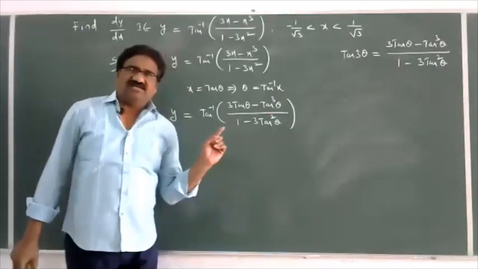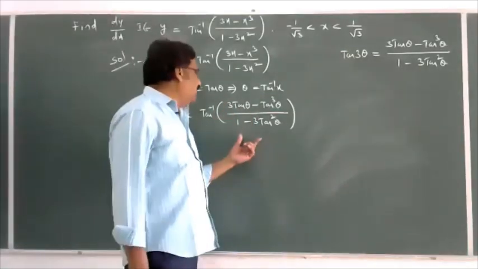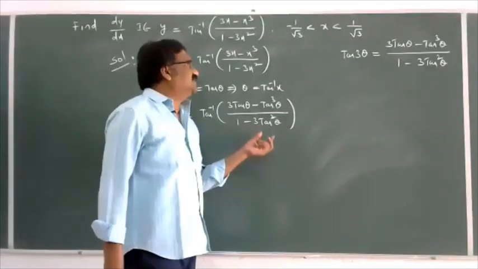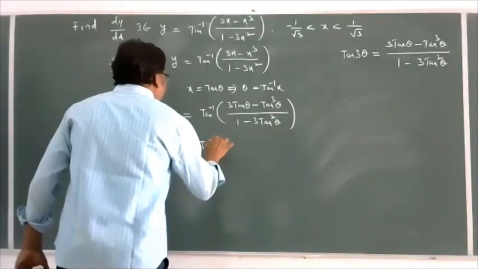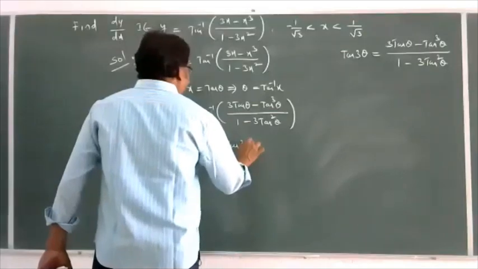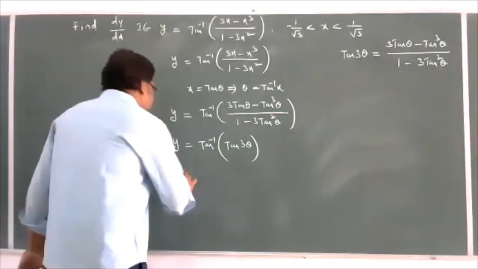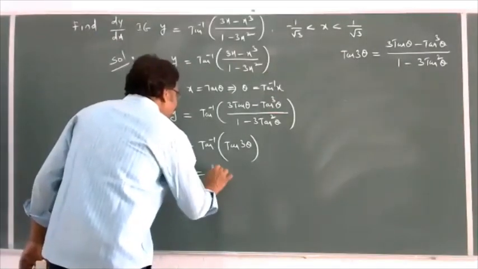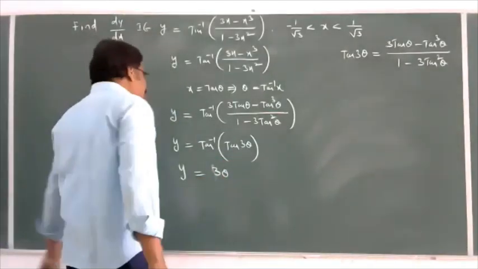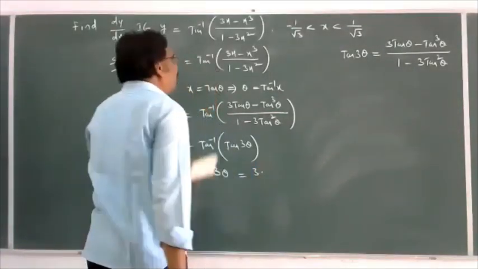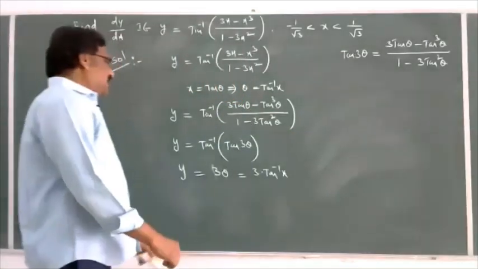From the multiples and submultiples, this formula is tan 3 theta. That is, y is equal to tan inverse of tan 3 theta. That is y is equal to 3 theta, since tan inverse of tan x is equal to x. So y is equal to 3 theta, which is 3 into tan inverse x, as theta is tan inverse x.